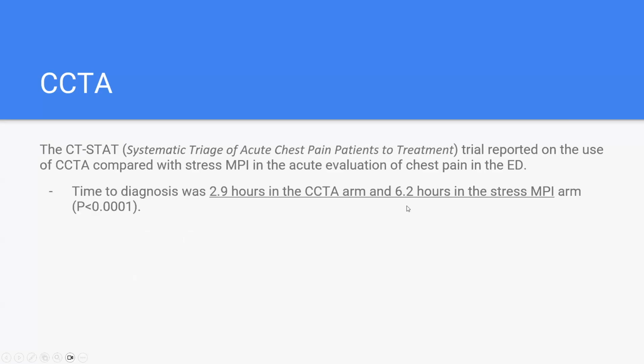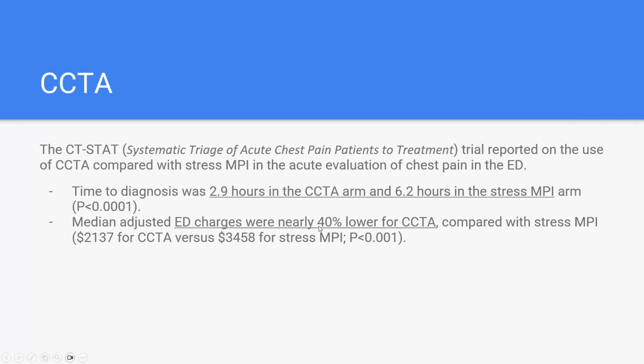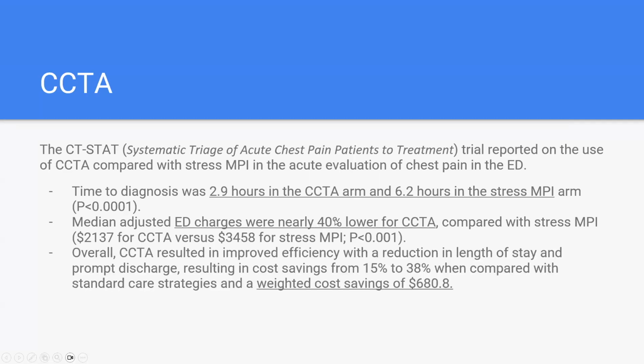Another trial, this one I like, compared the use of CT to stress test. Again, time to diagnosis is generally much less with the CT compared to the stress testing. Again, I wonder where they did these because this certainly wouldn't be here, but in theory, CT can be very good and quick. It also reduces costs by almost, there you go, $680 per presentation. So still, just like I did a couple weeks ago, I'm making the case that we need to do more cardiac CTs.